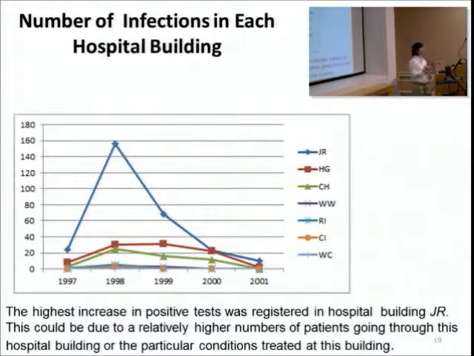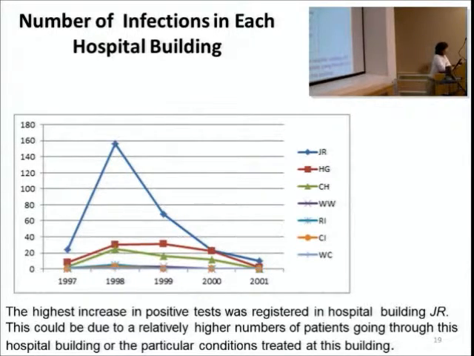So when did this infection happen? You will find that between 1997 and 2001, JR peaked at 1998. You also notice that of the 10 hospital buildings, only 7 of them have in-ward infections. The other 3 didn't have in-ward infection. And so you can also see that JR was very successful in reducing the infection rate. By 2001, it was leveling with the other hospital buildings.